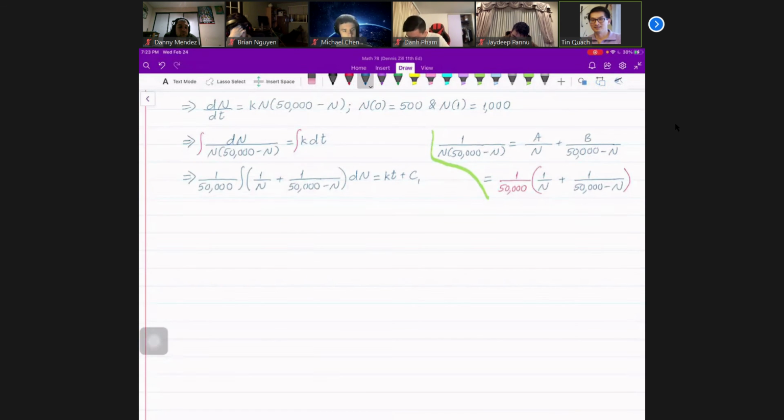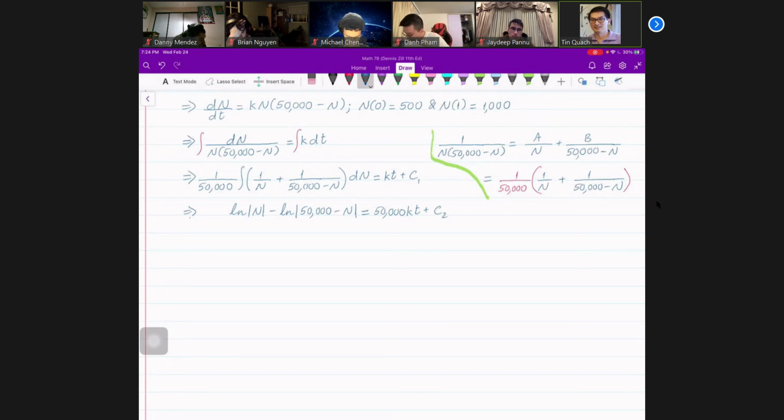So I'm going to multiply both sides by 50,000. On the left hand side, the integral of 1 over N is ln of the absolute value of N. And then for the second integral, it's going to be negative. On the right side, when I multiply by 50,000, I have 50,000 KT plus 50,000 times C sub 1, which is C sub 2. Do you agree?